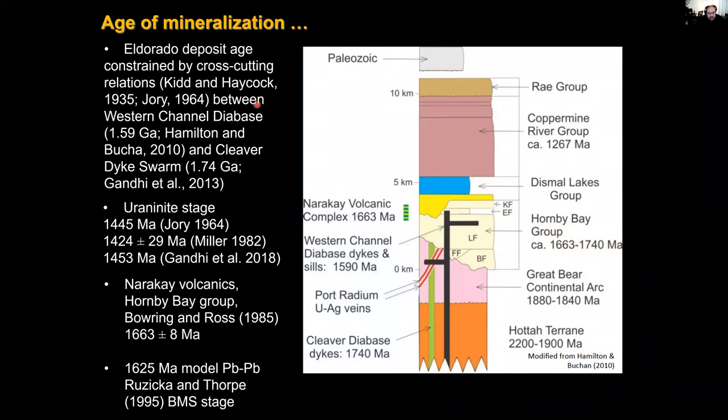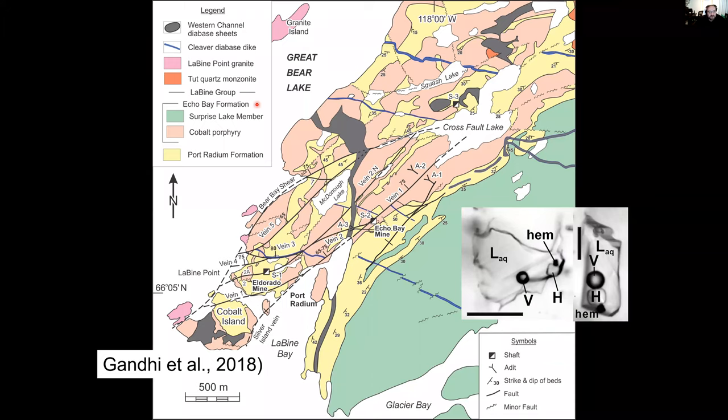And that actually is quite well supported by other data. The Nerke volcanics and the Hornby Bay group were presumed to be a potential source of heat to drive the hydrothermal circuitry related to the formation of Eldorado, based on Ruzicka and Thorpe's work. They did model lead-lead ages that gave ages of 1625 for the base metal stage. Okay, so that's where we were, and now we need to talk about some of the problems with that model.